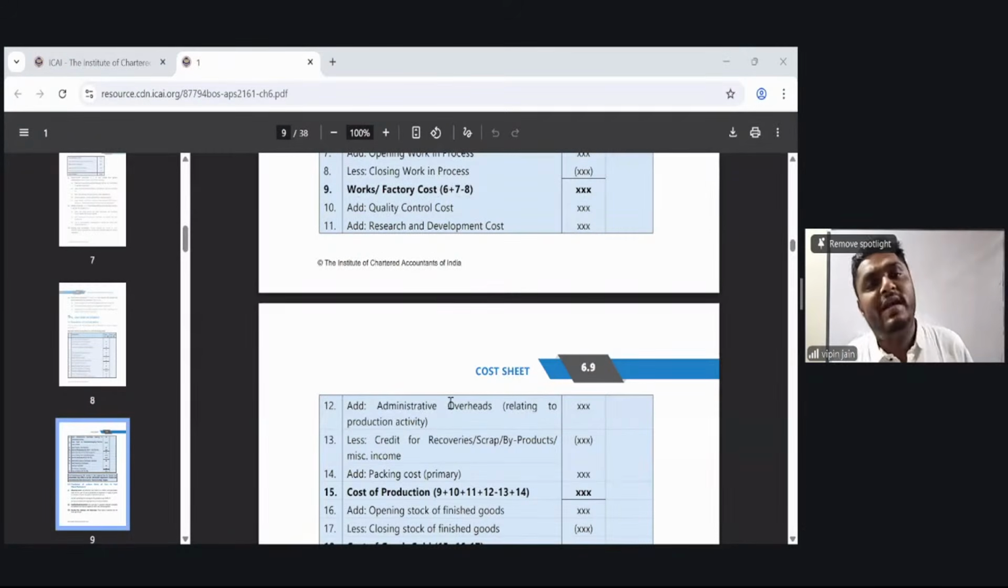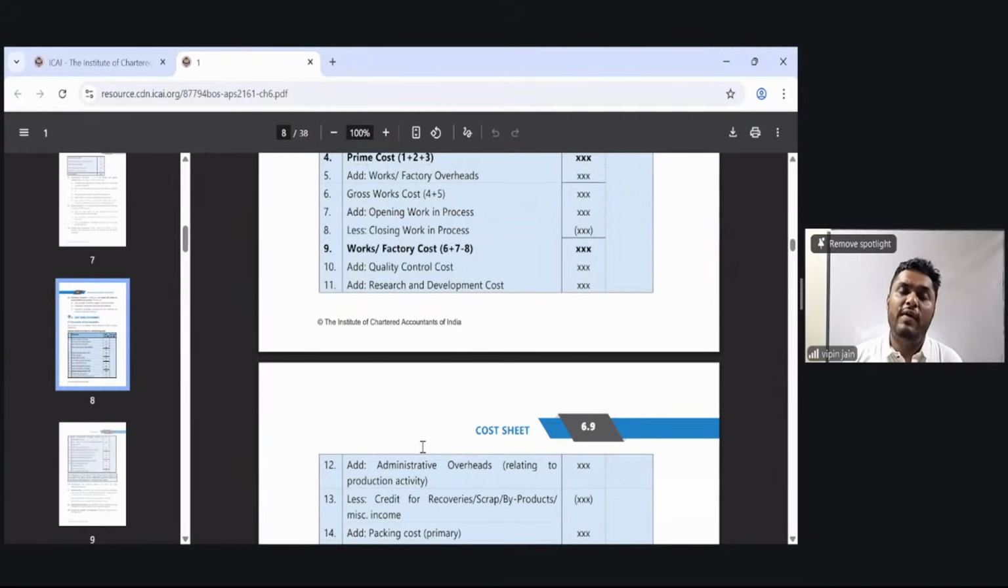So, in gross factory or work cost, we will make adjustments of opening and closing work in progress. We will get factory cost or work cost. Now, in factory cost or work cost, we have to add a few items. First one is quality control cost. Second one is research and development cost. Third one is administration overhead related to production. Fourth, we will subtract credit for recoveries, and then we will add primary packing cost. After making all these adjustments, the figure we will get is cost of production.